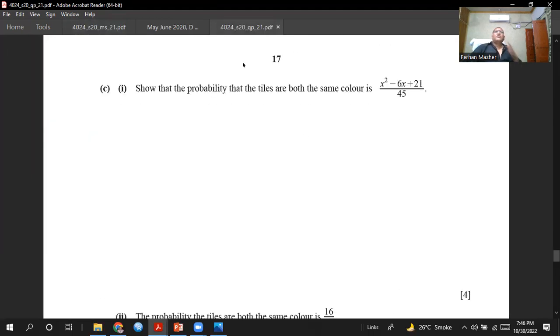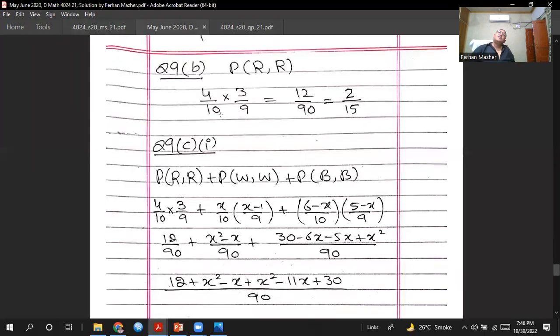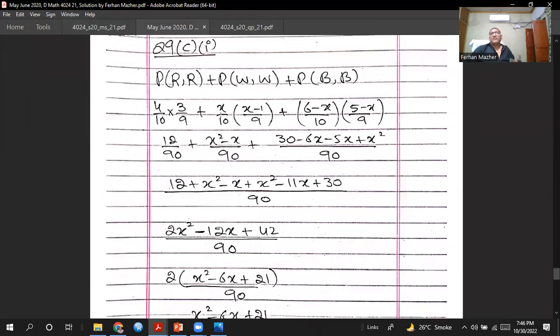The next question is to show that the probability that the tiles are both the same color is this. So we have to show this. The tiles are of the same color, it means the probability of red, comma red plus the probability of white, comma white plus the probability of blue, comma blue. Red, comma red is 4 by 10 multiplied by 3 by 9. White, comma white will be x by 10 multiplied by x minus 1 by 9. And blue, comma blue will be 6 minus x by 10 multiplied by 5 minus x by 9.